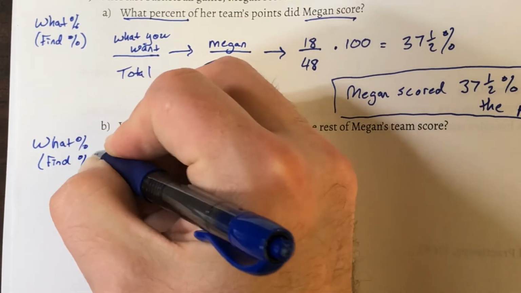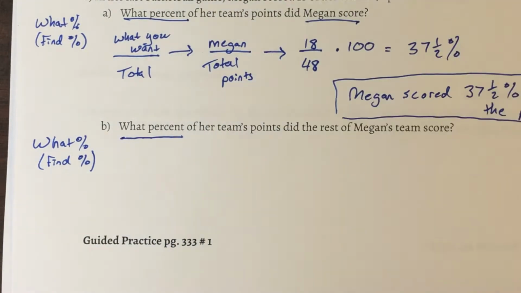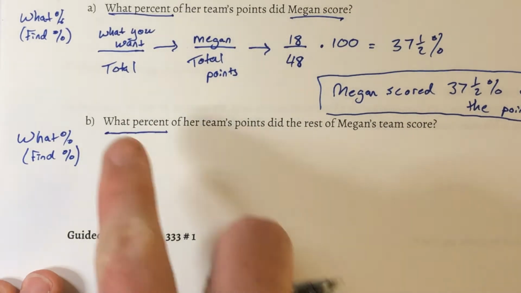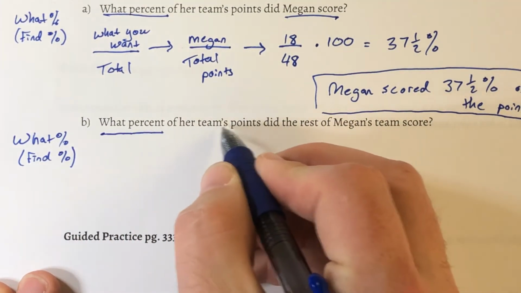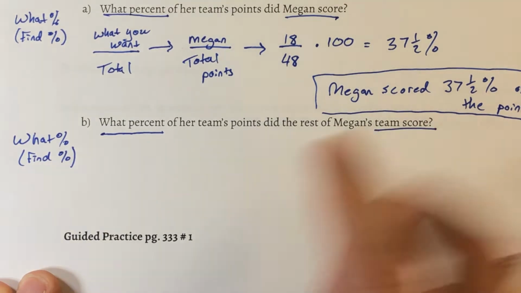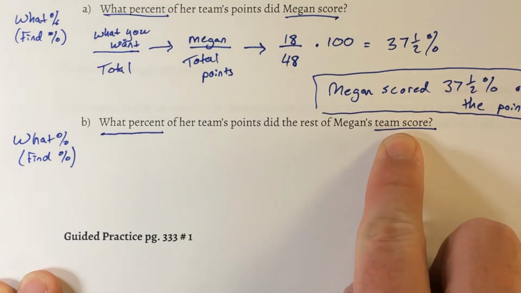Don't confuse this with find a percent of a number. You can't find a percent of a number if you don't have a percent. Like I can't find 50% of 12 cookies if it doesn't give me 50% anywhere in the problem. All right, so we're going to actually find one, make one, create one. So in other words, what percent did the rest of the team score?